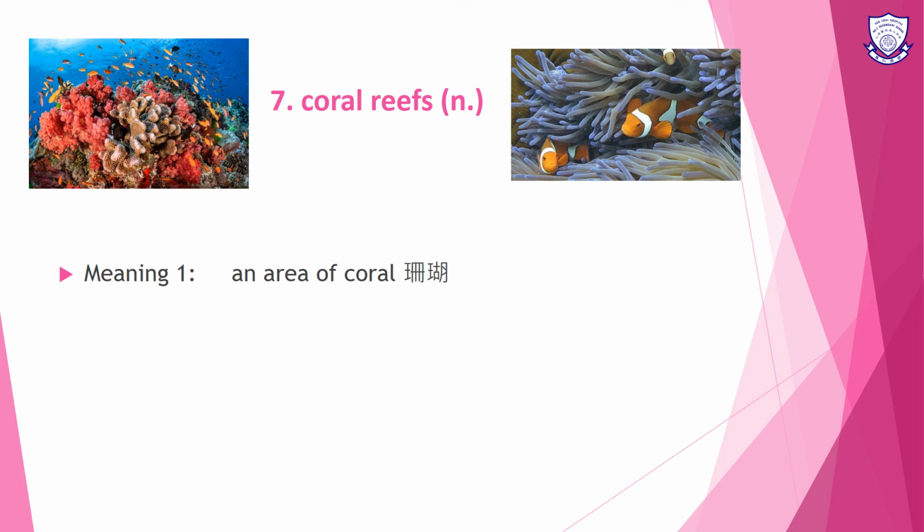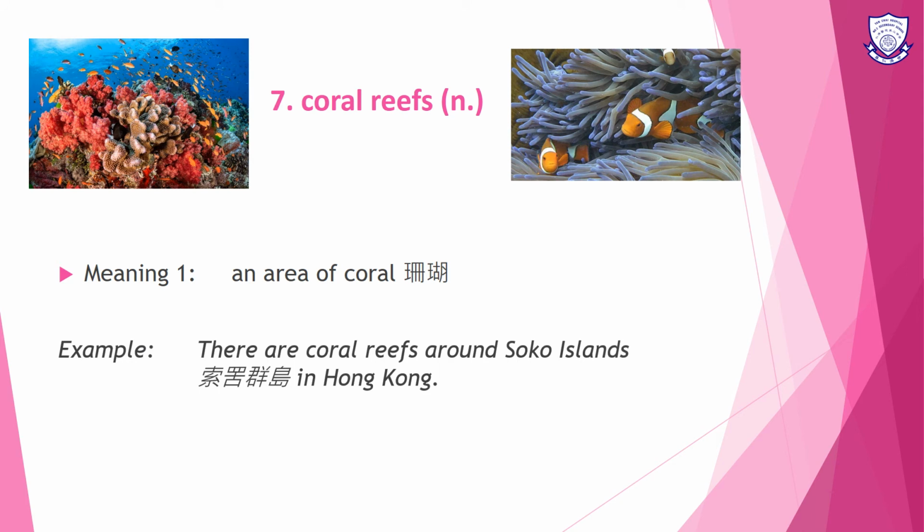Number 7, coral reefs. It is a noun, and the meaning is an area of coral. Here is the example. There are coral reefs around so-called islands in Hong Kong. I think all of you can understand the meaning of coral reefs by taking a look at the photos. So that should be enough. Next.